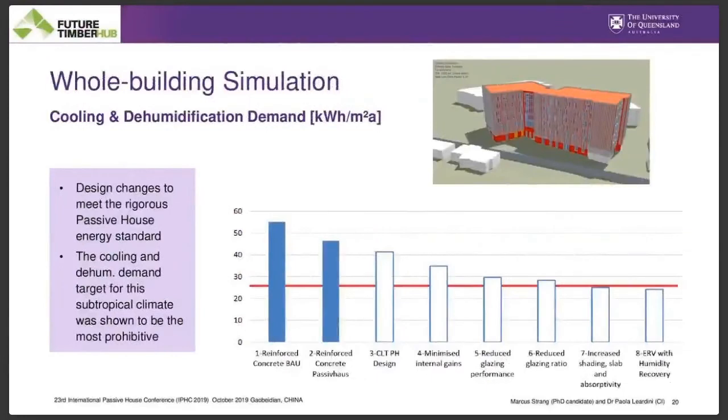And so here are these same design changes to meet the cooling and dehumidification demands of 25 kilowatt hours per square meter per annum. The reason this is higher than the usual 15 is due to internal heat loads and that latent cooling load, which is not so applicable to cold climates. So therefore we have a bit more of a tolerance. You can see here that the reinforced concrete building as usual is twice as high, and we can slowly bring it down with some design changes to meet this. So still very applicable in a Brisbane climate.